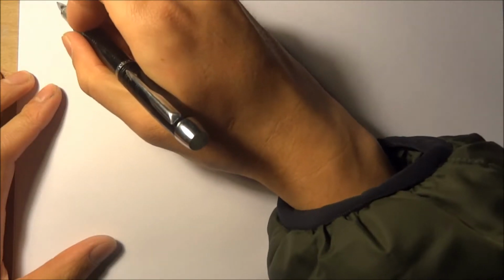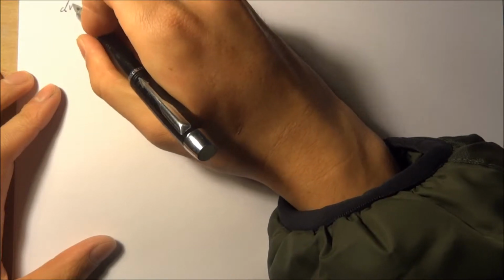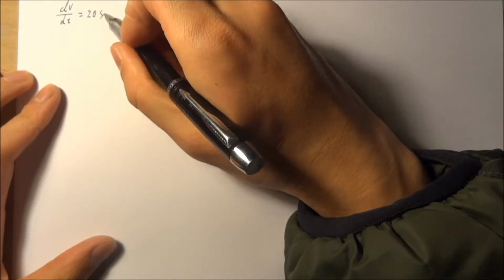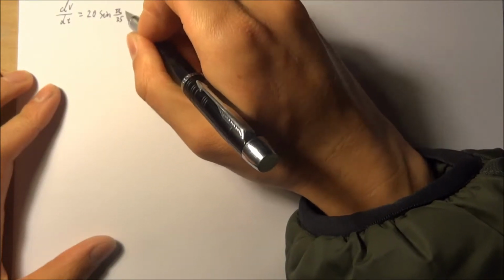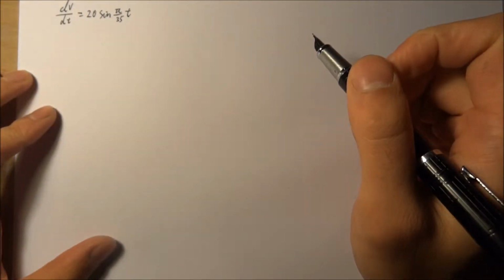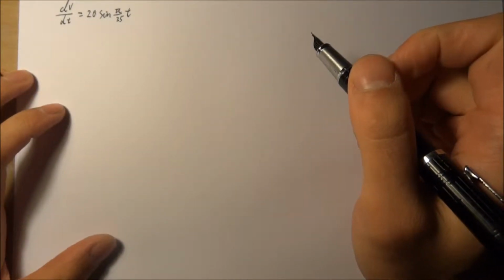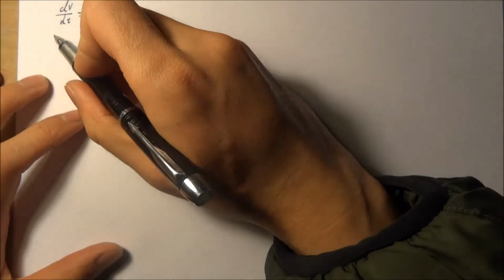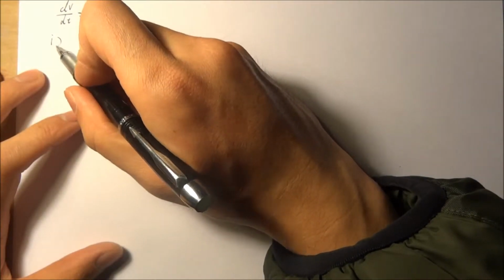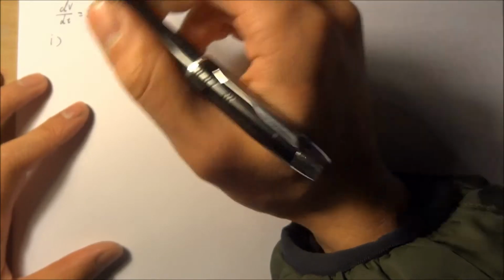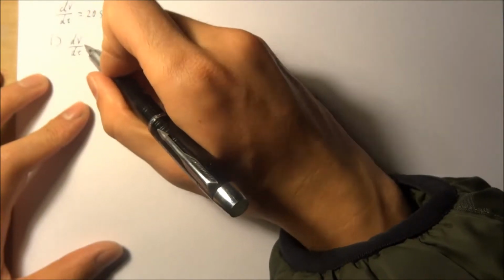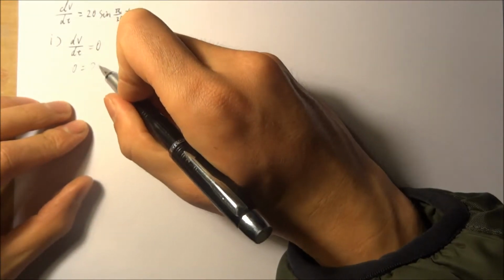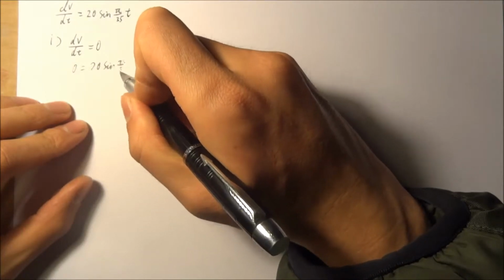A velocity equation. So change in volume over change in time equals 20 sine(pi/35 t). Now, firstly, it asks for when the volume stops changing. So what it means is that when dV/dt equals 0, so let's say 0 equals 20 sine(pi over 35 t).